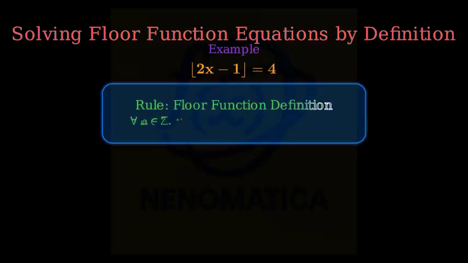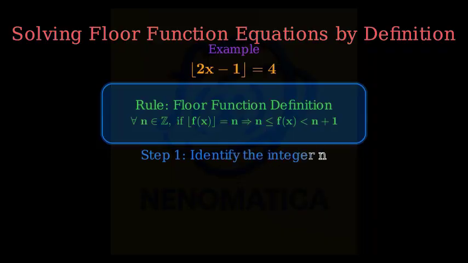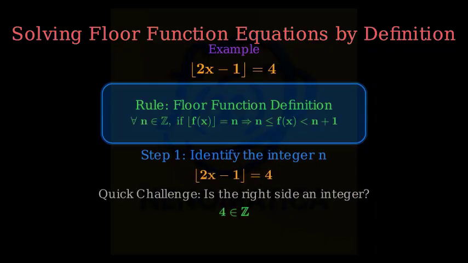We begin with the definition. If the floor of f of x equals n, then n is less than or equal to f of x, and f of x is less than n plus 1. Step 1. Identify the integer n. Here, the right side is 4, which is an integer, so n equals 4.